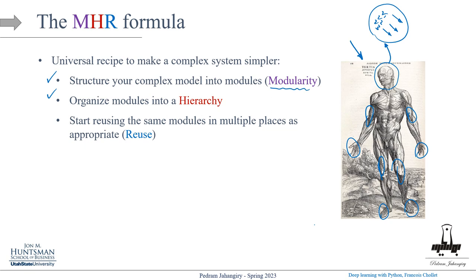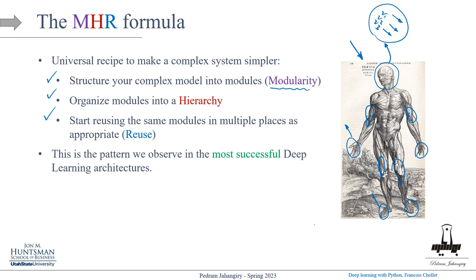And then we're going to start reusing the same modules in multiple places as we see appropriate. So for example, here we're talking about fingers. We have 10 of them, so the same module is applied 10 times. 10 toes, same module applied 10 times. This way we can start understanding the complexity of these systems. We can start simplifying them. And this is exactly the pattern that we observe in most successful deep learning architectures out there.